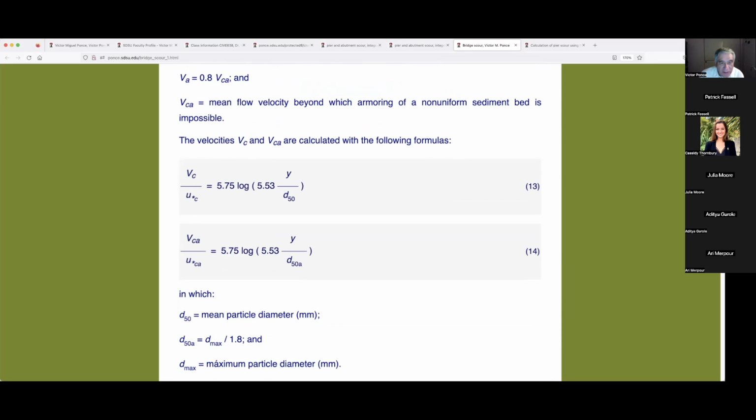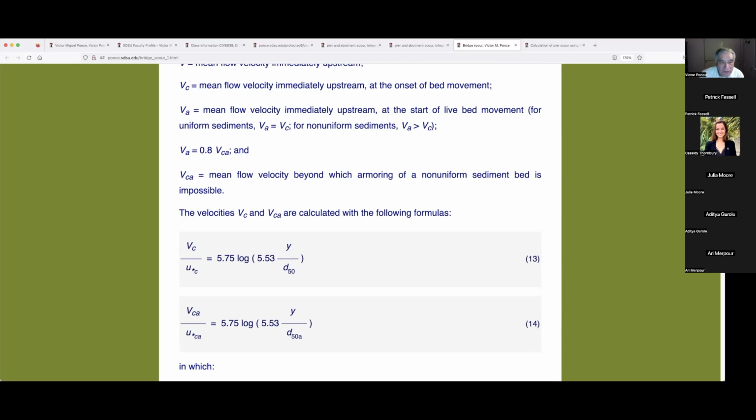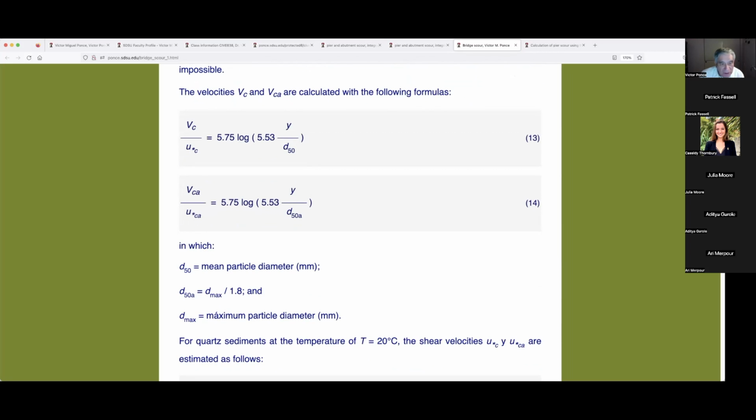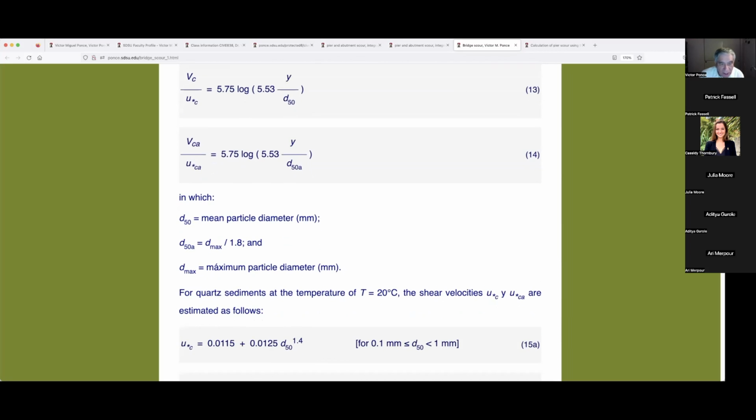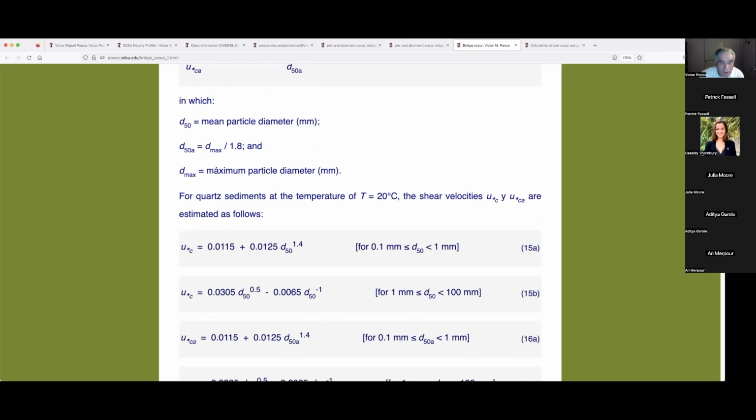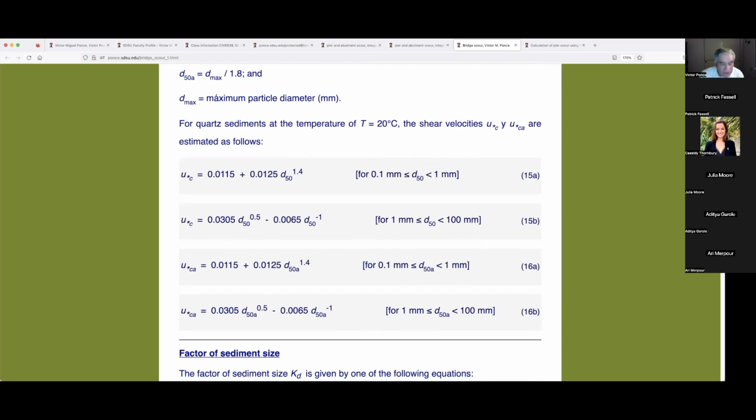Velocities V sub C and V sub CA, okay, there are differences between V sub C, which is the mean flow velocity at the onset of bed movement, and V sub CA, the mean flow velocity beyond which armoring of a non-uniform sediment bed is impossible. As you can see, this is not easy. There's all kinds of conditions in here. For quartz sediment at a temperature of T 12 degrees Celsius, the shear velocities are estimated as follows. And there's all kinds of equations in here, and ifs and buts.